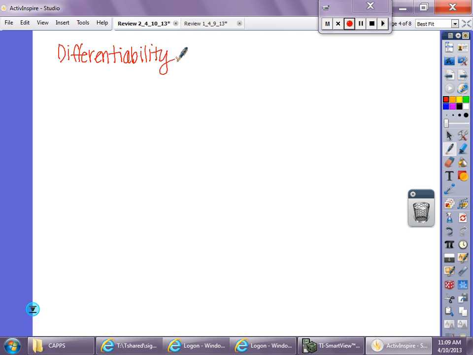Differentiability. First thing I want you to deal with is the fact that there are different types of differentiability. We're going to focus on one of them more than the other because it shows up a little bit more. The first one that you really want to think about is your corner. Okay? Focus.